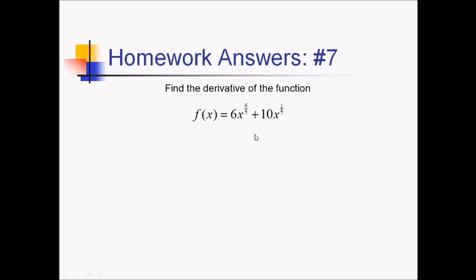On this problem, to find the derivative, I just have to use my power rule and be careful with these fractional exponents. So for the first one, we've got 6/5 times 6, that's 36/5, times x to the, let's see, 6/5 minus 5/5 would be 1/5. Next, we've got 10 times 1/5, which is 2. x to the, let's see, 1/5 minus 5/5 would be negative 4/5.